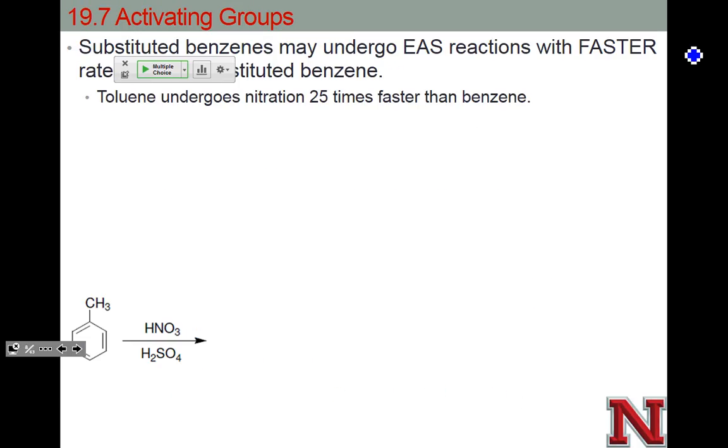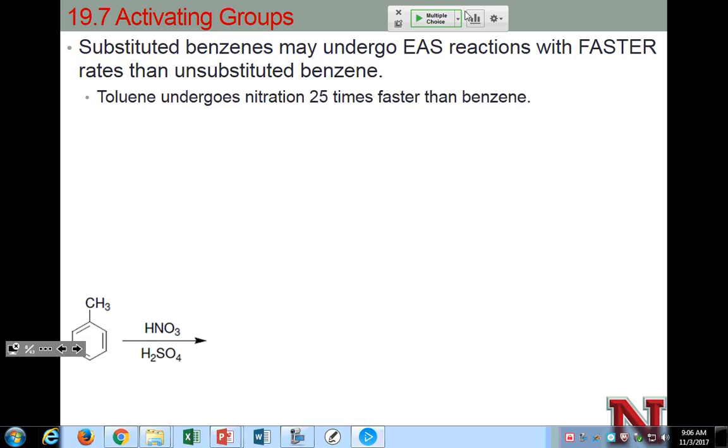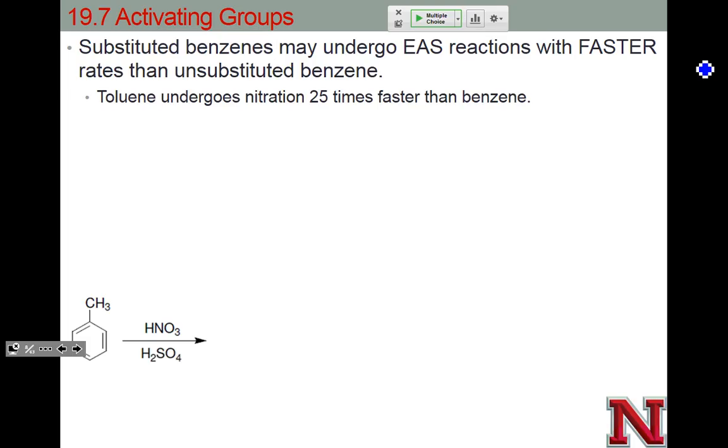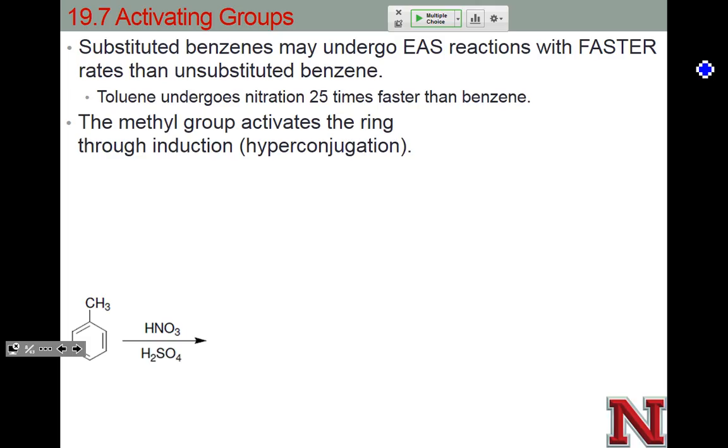So, let me move over here. Substituted benzenes can actually undergo our electrophilic aromatic substitution reactions faster than non-substituted benzenes. So if we look at toluene, which is our benzene ring with one CH3 group on it, what we see is it actually undergoes nitration 25 times faster than unsubstituted benzene. So we call this an activating group. It is activating the reaction, making the kinetics faster.